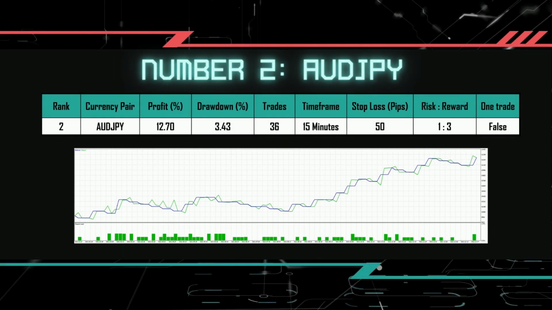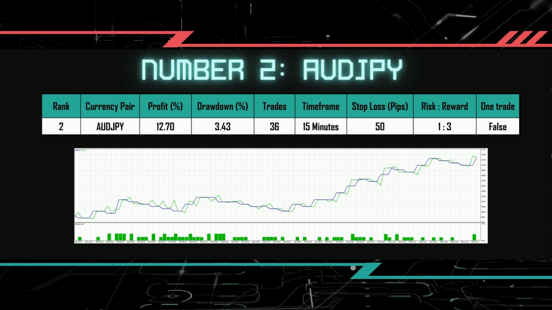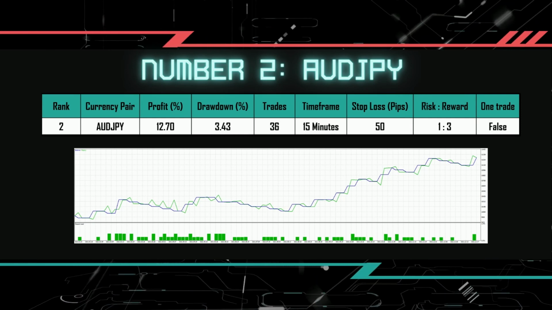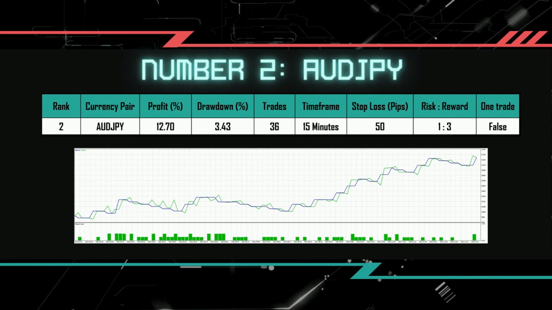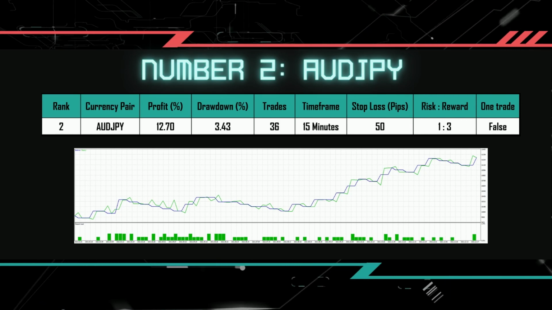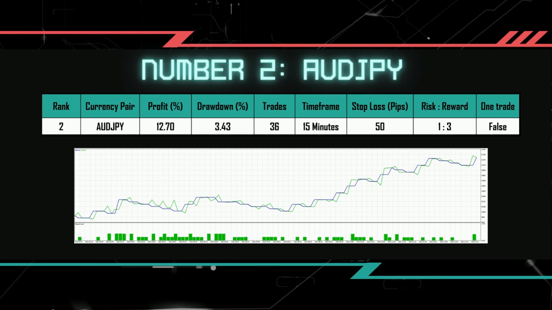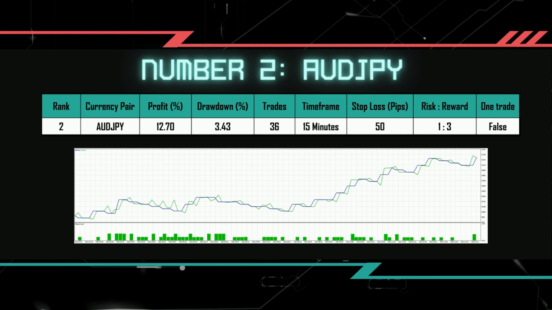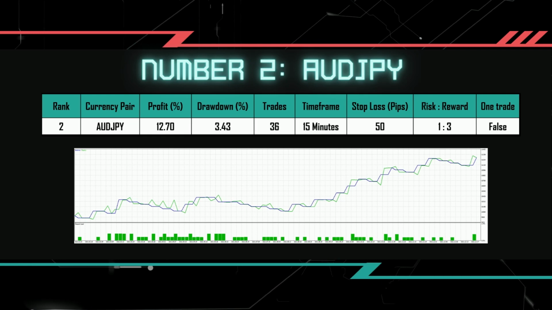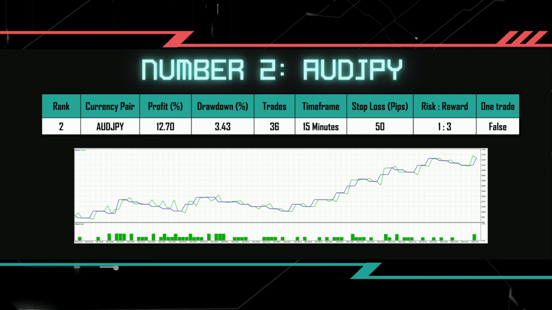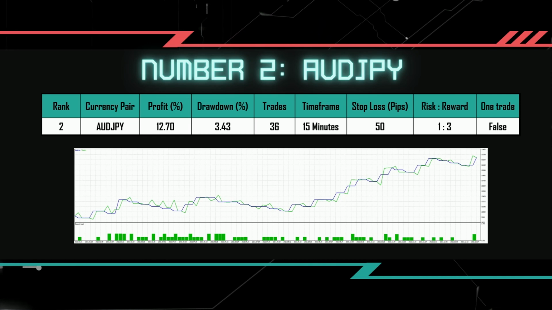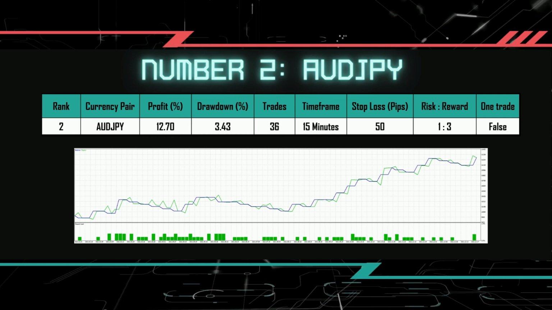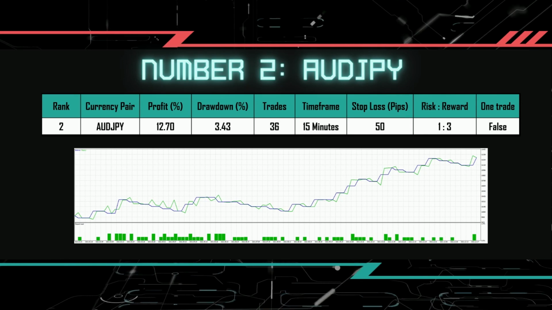At second place, we have the Australian dollar and Japanese yen. This pair has a very high profit percentage compared to the previous pairs, with 12.7%. The drawdown percentage did not increase as much, it is at a healthy level of 3.43%. The optimal settings are 15 minutes time frame, stop loss level at 50 pips, and a risk to reward ratio at 1:3. There were a total of 36 trades executed in 2021.